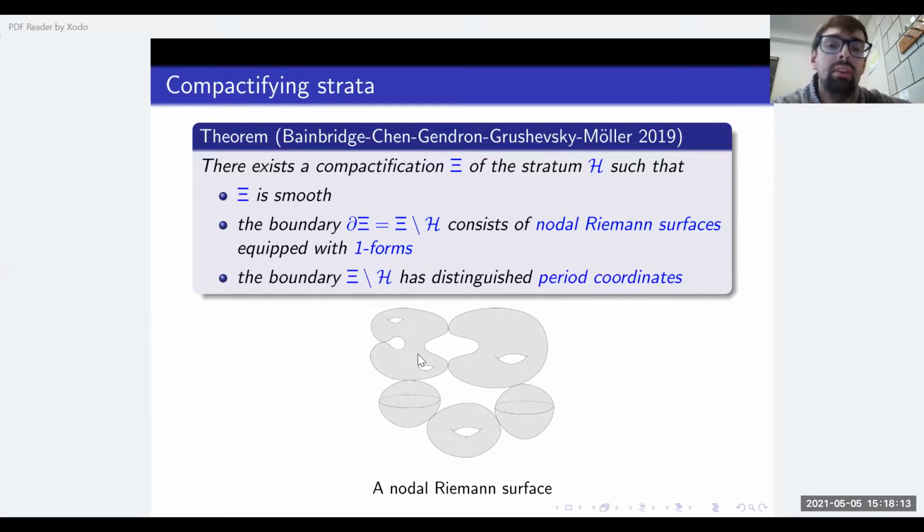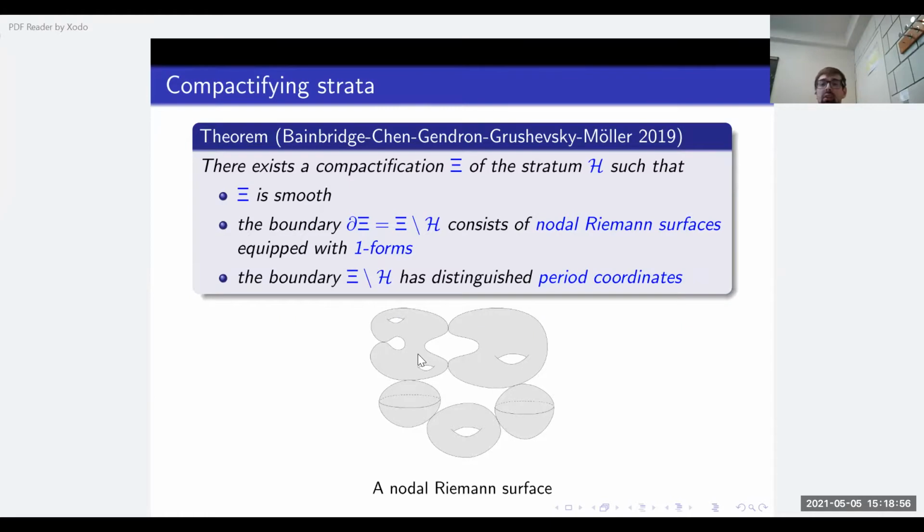The only thing that I will really need from this is that on the boundary, you still have a natural analog of those period coordinates that we had on the space of differentials. The way this works is that you think of your nodal Riemann surfaces, which are just a bunch of different Riemann surfaces. On each Riemann surface you have a differential, and this differential lives in a fixed stratum. On this stratum you take the period coordinates, and now you just take a product over all the different components that you have, and this way you get your coordinate system. That's really all I need from this compactification.